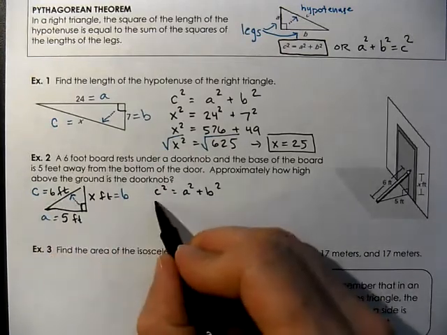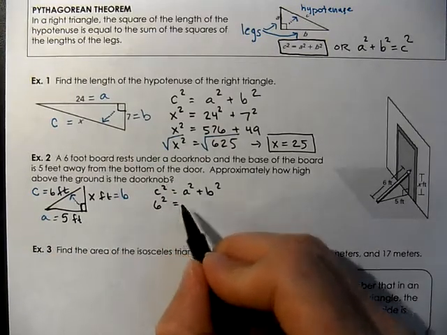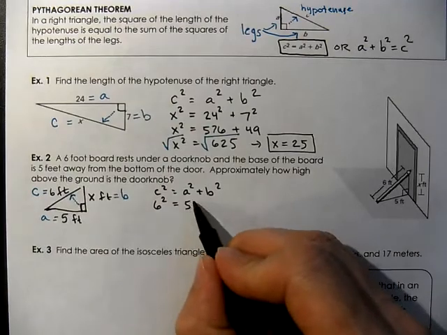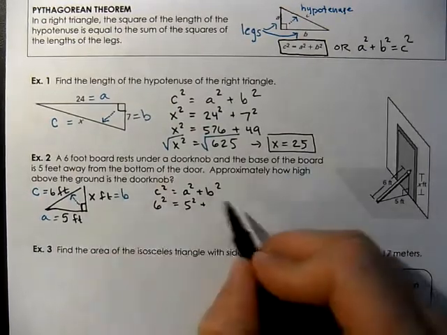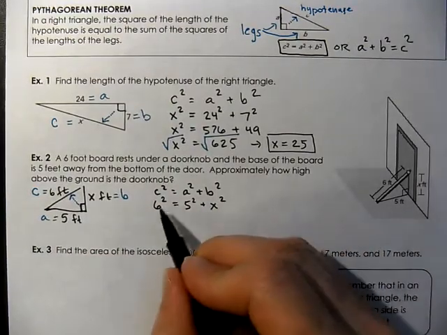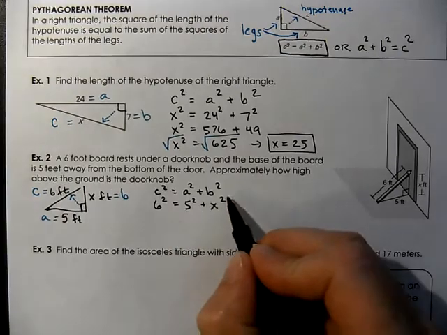In place of C, I use 6. So there's my 6 squared. In place of A, I have 5. And in place of B, that's my unknown. So it looks like 6 squared equals 5 squared plus x squared.